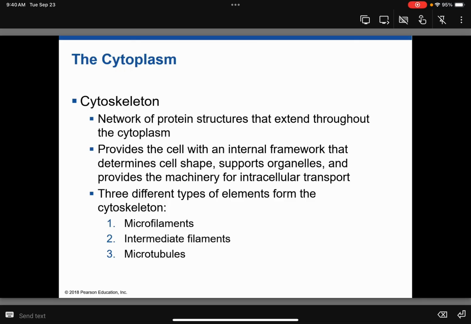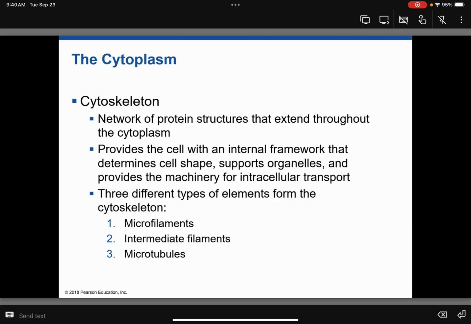A lot of times people think of cells as just being blobs. Yes and no. They have a function, and they also have some structure to them. So that makes it so it's not just a blob. It gives the cell the shape that it needs in order to be able to function.